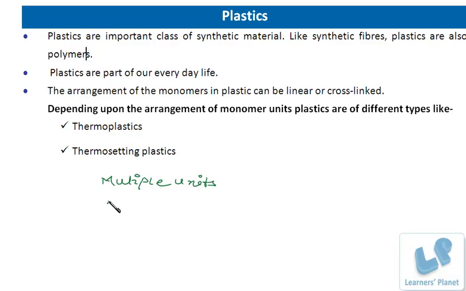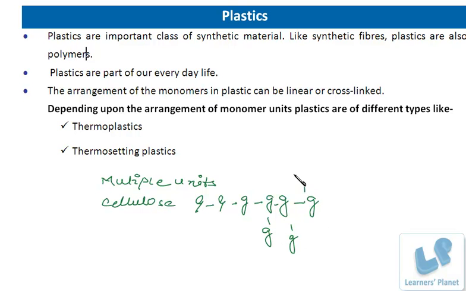For example, in cellulose, the glucose units are joined and they form a polymer, right? So poly means many, mer meaning unit. Likewise, a plastic is also a synthetic polymer, that is a man-made polymer. It is made in the laboratories. The monomer unit is a chemical.